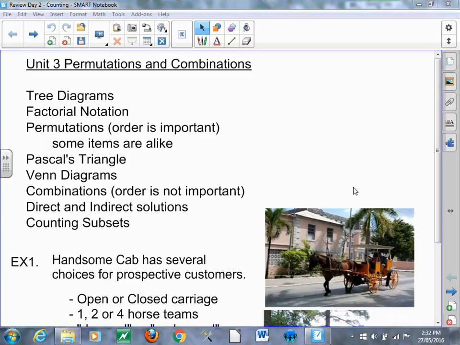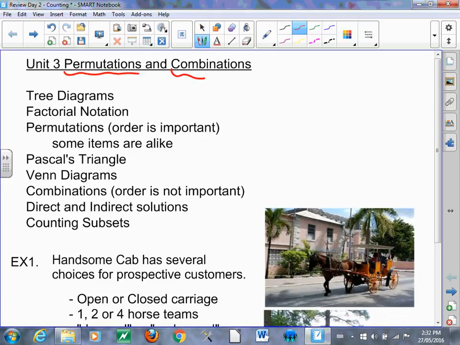Hello class and welcome to lesson review day 2. And today we're taking a look at different methods of counting. The two most popular methods of counting we used were permutations and combinations. Remember, whether order is important or not tells us if we're doing combinations or permutations.